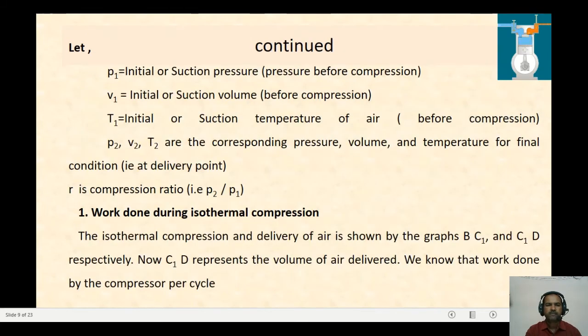So let us see the nomenclature. P1 is the initial pressure, V1 is the initial volume or suction volume, and T1 is the initial temperature, and P2, V2, T2 are the final pressure, final volume and final temperature. The compression ratio, as you know, is the ratio of the pressure at the outlet valve to the pressure at the inlet valve. That is, P2 by P1 is the compression ratio and it is denoted by R. Right?